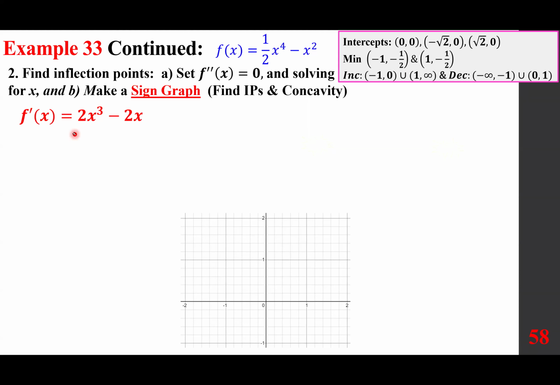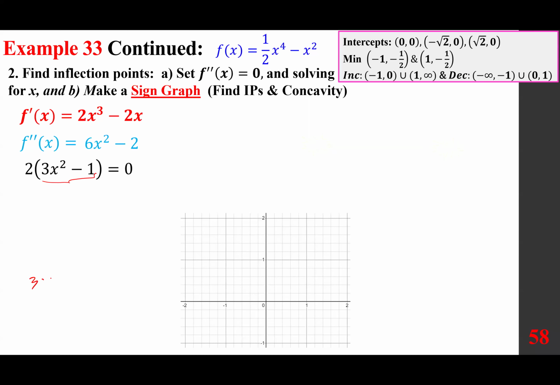All right. So why am I writing that? So I can go to f double prime, which is 6x squared minus 2. To find the IP, I'm going to set this equal to 0. I can factor the 2 out, 3x squared minus 1. And if I set 3x squared minus 1 equal to 0, I want to just show you.